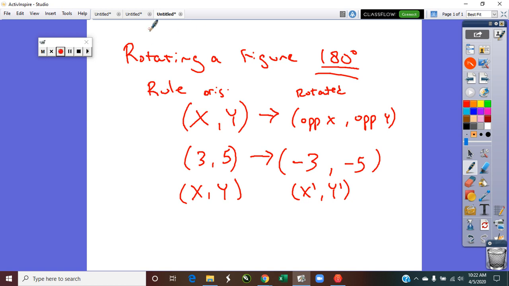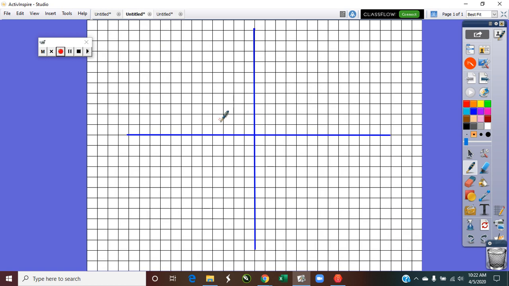Rotating 180 degrees is really simple. Let's say I've got a triangle here, and let's just make this a real simple triangle like this. And again, I want to emphasize some of you guys still are not writing the coordinates. I don't want to take points off, but I'm going to have to because you're not writing the coordinates and following the directions. I need you to write the coordinates of everything that we're doing.